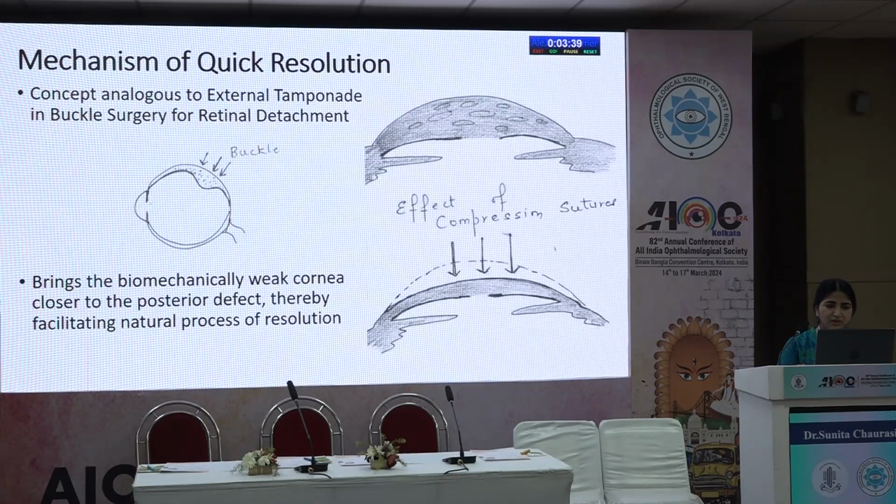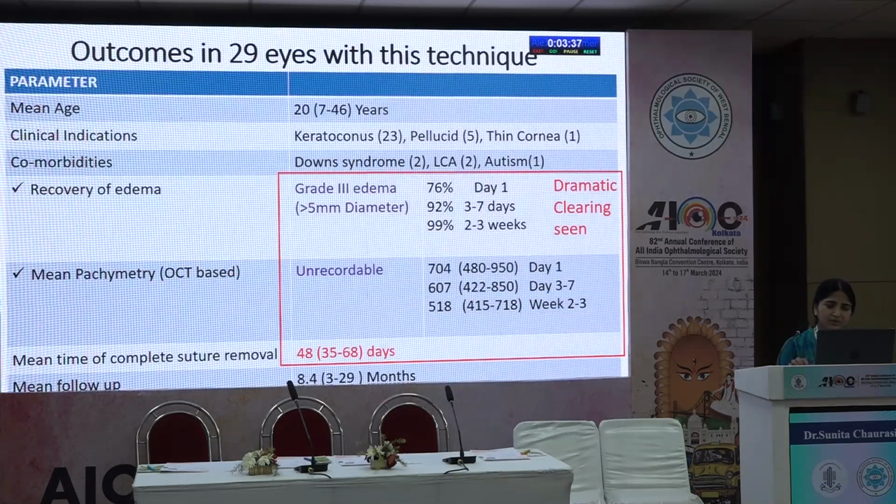Now we did this technique in more than 29 eyes, but I'm just presenting this data where we looked at the resolution of edema with respect to the preoperative baseline edema. So all of these cases were grade 3 edema, meaning they were more than 5 to 6 millimeters in diameter, and the resolution of edema was quite dramatic, 76% if we grade it to the preoperative baseline level on day 1, and subsequently 92 to 99% by 2-3 weeks later.